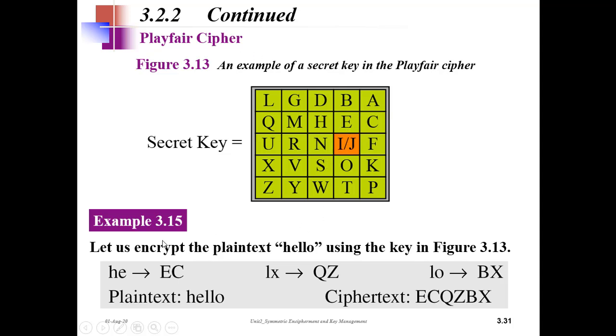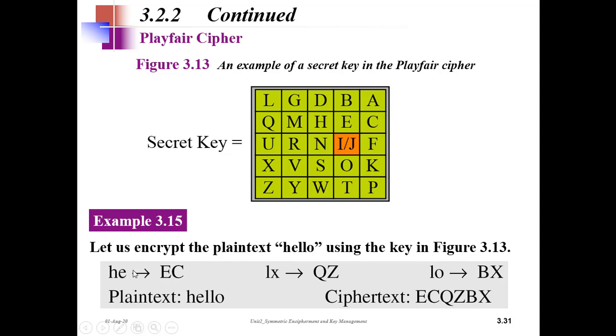Okay. So now we want to encrypt the plain text HELLO using the key in figure 3.13, meaning this key. So again, this key is not always the same, it can be changed. So here we are taking the example of this key, left to right and top to bottom approach. The first thing we have to see is if the letters are repeated. The letters should not be repeated. So if they are repeated, we insert one alphabet in between, and we always keep the letters in pairs of 2.